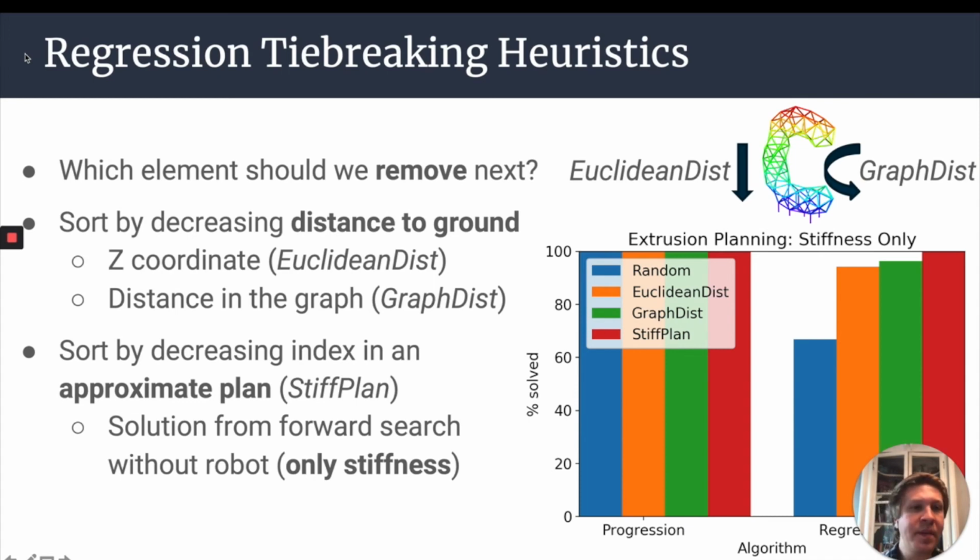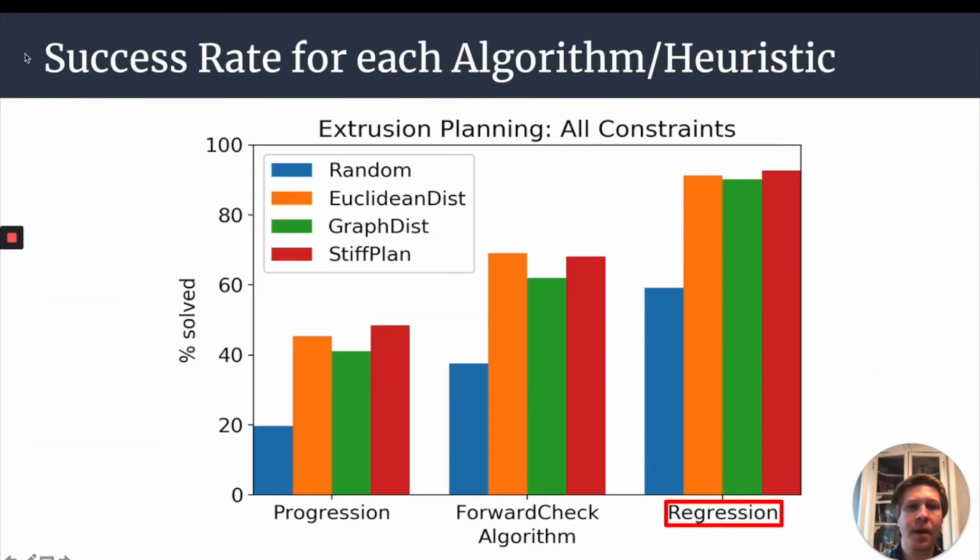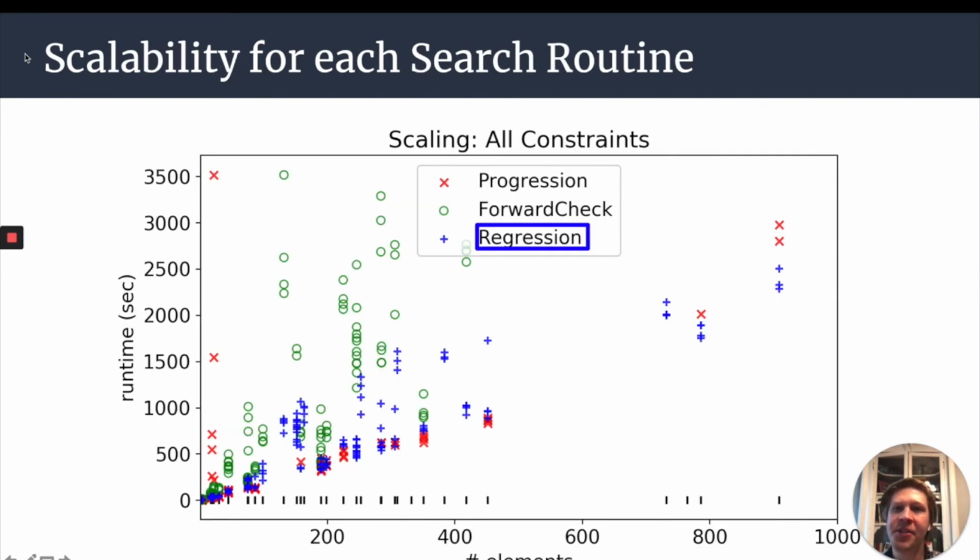We performed an experiment that involved just the stiffness constraint and found that the ordering heuristics indeed greatly improved the success rate of regression, and the stiff plan heuristic performed the best among the three heuristics. We compared our algorithms and heuristics on a benchmark of 41 extrusion instances with up to about 900 elements. This bar graph shows the success rate per algorithm and heuristic pair across our benchmarks. The regression search outperformed the forward searches, and among the heuristics, stiff plan performed the best, with Euclidean distance falling not too far behind. Finally, this scatter plot shows the runtime of each algorithm per number of elements in the structure. Not only does our regression algorithm solve around 90% of the problems, its runtime also scales almost linearly with the size of the problem.